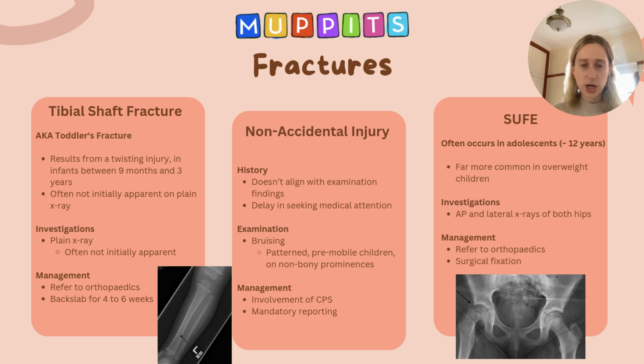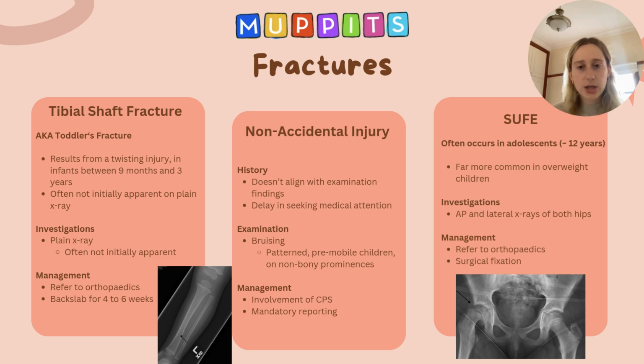Another type of fracture that might occur is due to non-accidental injury. And this usually causes a spiral fracture. And if there's a spiral fracture seen on X-ray in a child, this is a big red flag, because this should make us suspicious about the mechanism of injury. So in history, you might find that what the parent or caregiver says doesn't align with your examination findings, and there might be a delay in seeking medical attention as well.